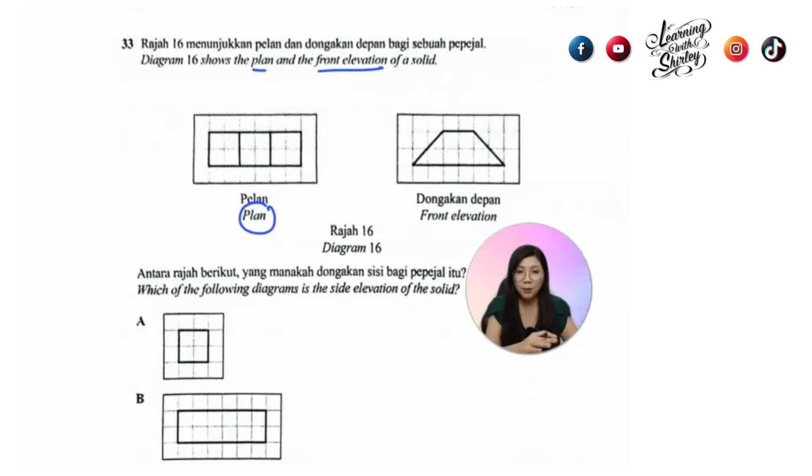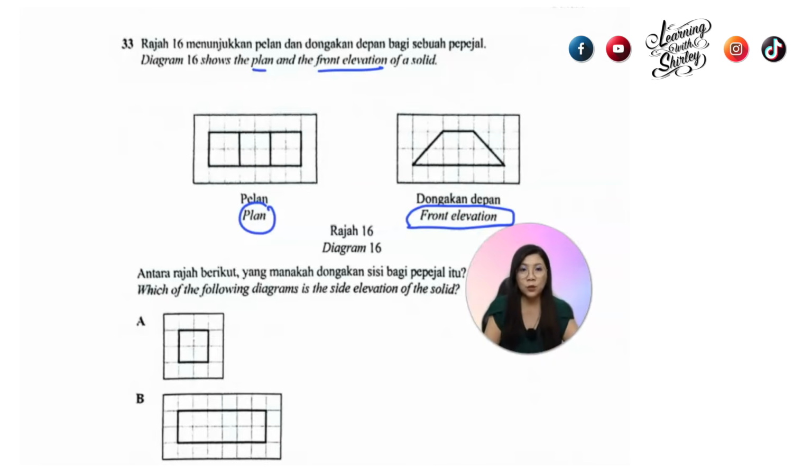You get to see how many bedrooms are there and where is the position of the living room and then the kitchen and then the toilets. Okay, so that's the plan. Whereas front elevation is you stand in front of the house and then you get to see where is the entrance door and then where are the windows. Okay, so you get to see the front view of the house.